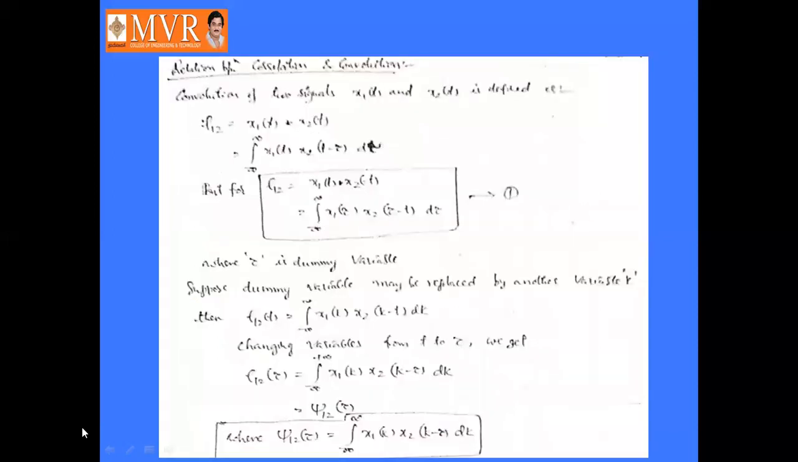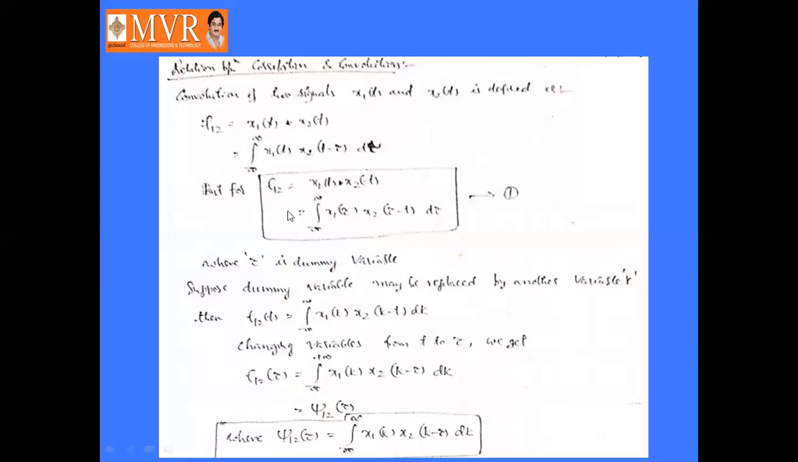Okay. So now we will compare the correlation and convolution. How these two are related, relation between correlation and convolution. As we already know about the convolution, and now we have discussed the correlation, these two are related as follows. The convolution of two signals x1 of t and x2 of t is defined as rho12 equal to x1 of t convolved with x2 of t. It is defined as the integral from minus infinity to infinity of x1 of tau into x2 of t minus tau d tau, right?